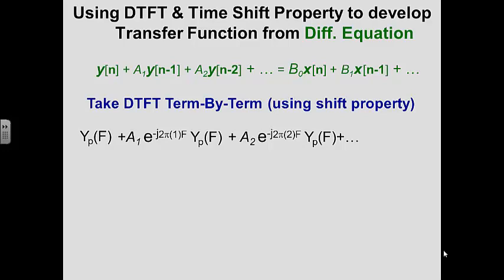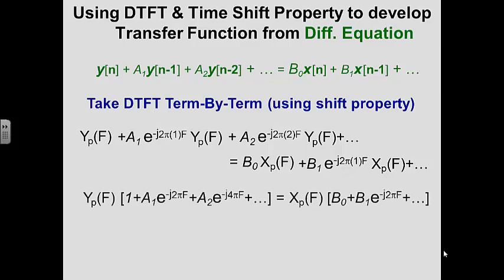And so on and so on, for however many terms are on the left-hand side. On the right-hand side, b0 times x of n transforms to b0 times capital X of f. b1 x of n minus 1 is b1 X of f times e to the minus j 2 pi 1 f, and so on and so on and so on. So transforming the difference equation with the shift property is trivial.